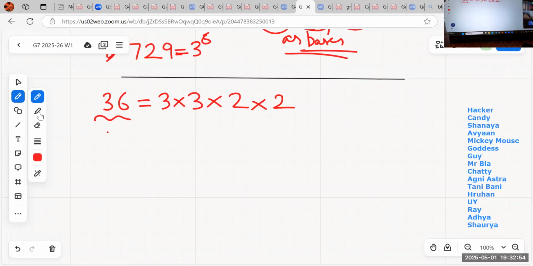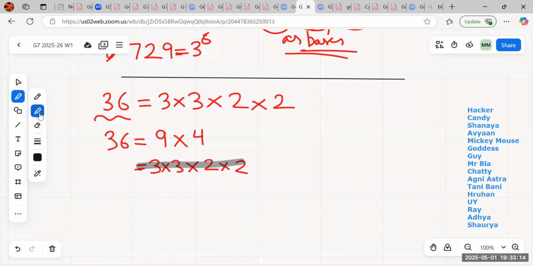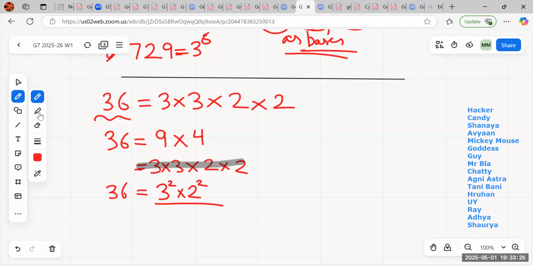That's all. Not like that, beta. How do we do it orally? First you write 36 as 9 into 4, and 4 into 9. Then you write 3 as 3 into 3 and 2 as 2 into 2. So that's how we do it orally. Everyone understood this or no? Yes, sir. Then I can write 36 as 3 square times 2 square. Any doubts in this?